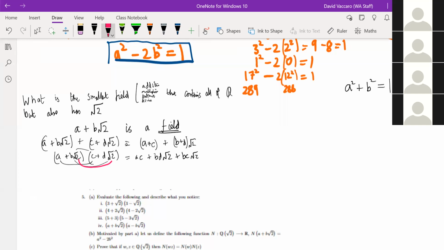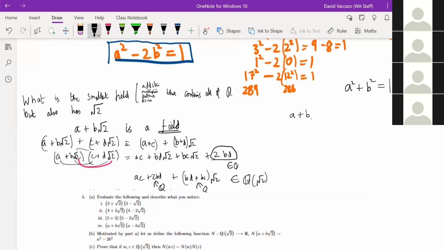Why does the root 2 hitting the root 2 keep us within this field? Because root 2 times root 2 is 2, and that just gives me 2 BD, and that's going to be rational. So AC plus 2 BD is rational. And then BD plus BC is also rational. So when we multiply 2 elements of Q root 2, we get an element which is in Q root 2.